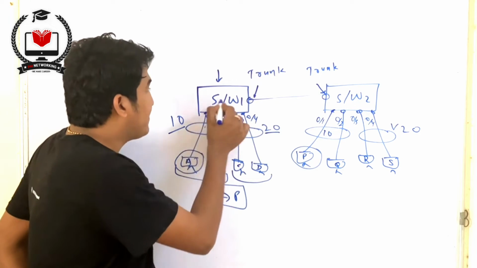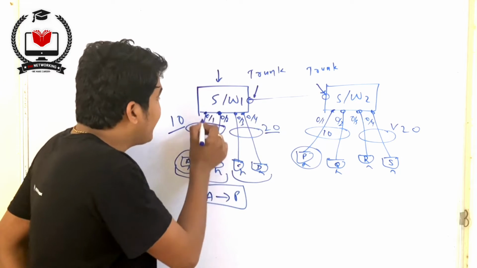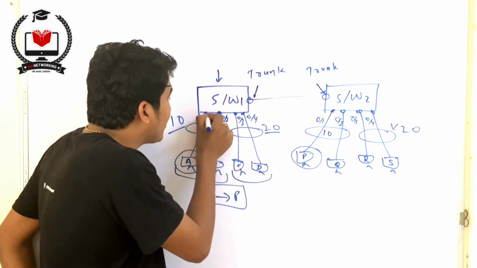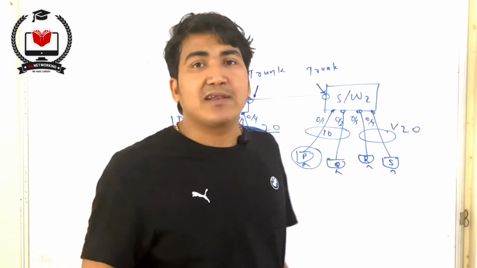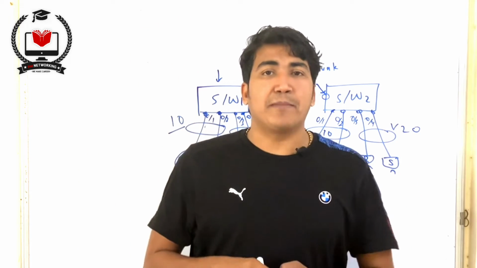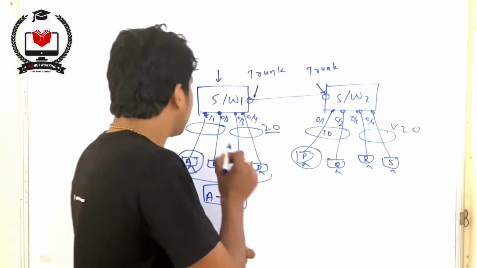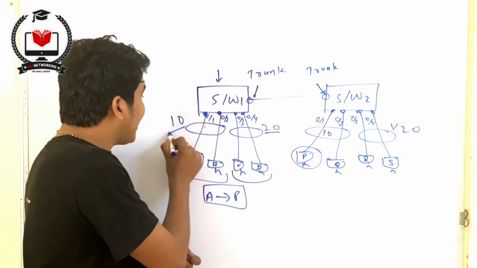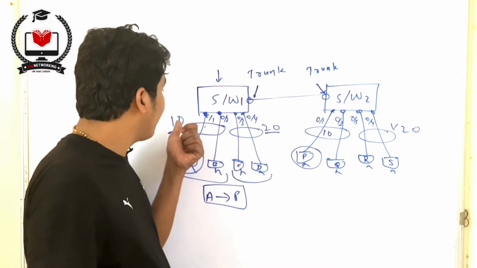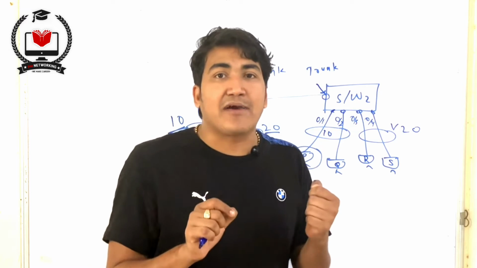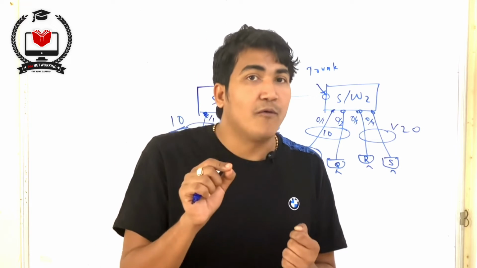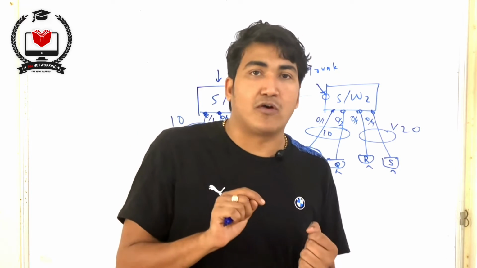This traffic will be received by switch 1. Switch 1 will receive this traffic on port 0/1, and the switch will check that my receiving interface is a member of which VLAN. This receiving interface is a member of VLAN 10. That means this switch will forward this traffic from the ports which are members of the same VLAN only.